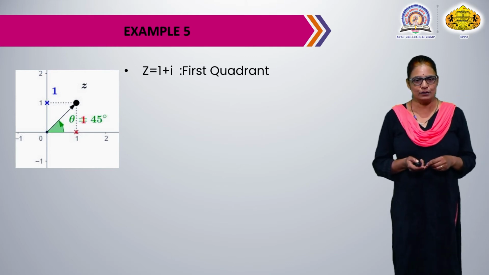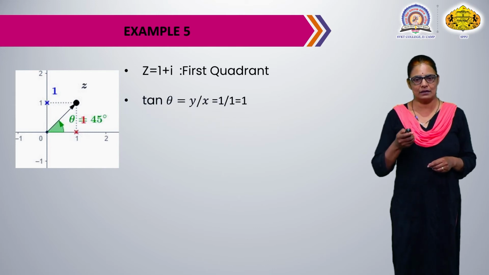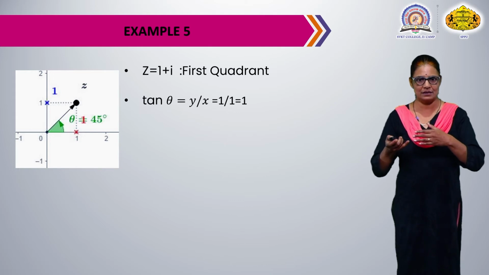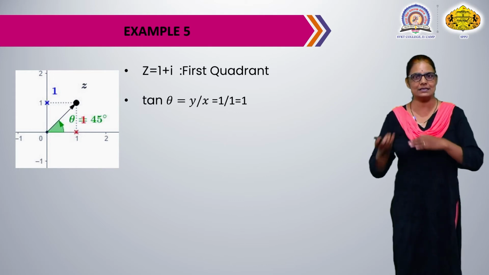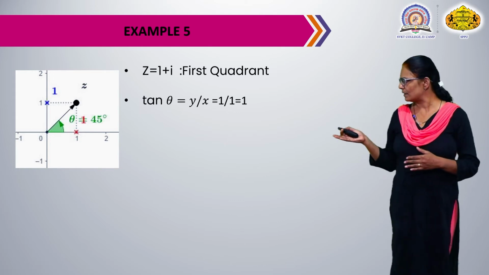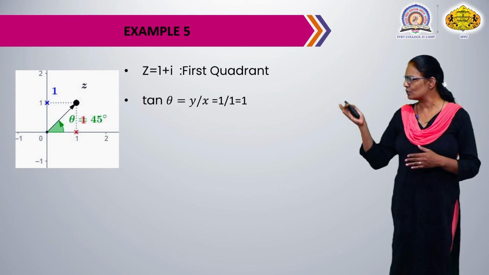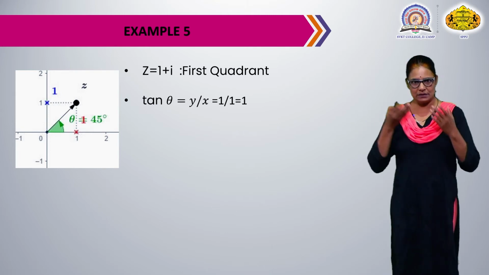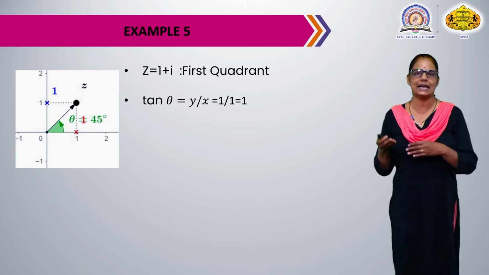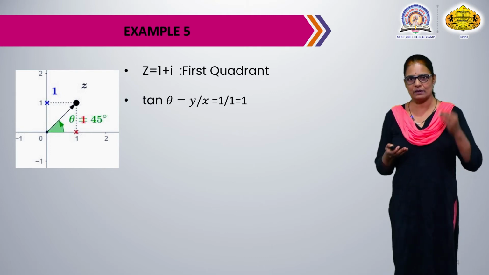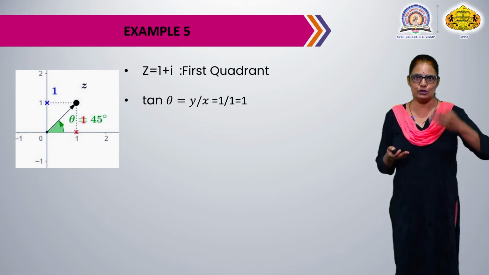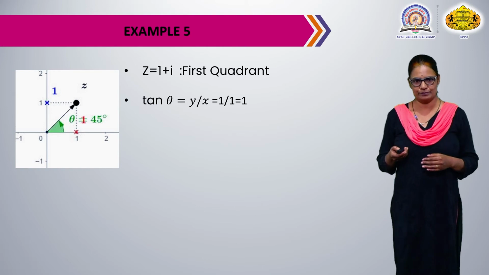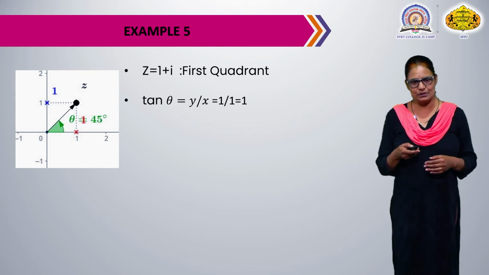To find the argument, we use the formula tan theta equals y upon x. Here y is 1, x is also 1, so we get 1 upon 1 equals 1. Since the point lies in the first quadrant, theta equals pi by 4, that is 45 degrees. But we know that we measure theta in radians, and that's why we write pi by 4. See in the diagram also.